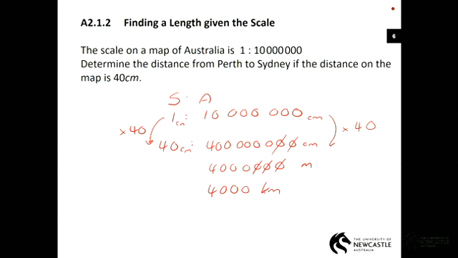So the distance from Perth to Sydney is 4,000 kilometres. 40 centimetres represented 4,000 k's. And again, if you went the wrong direction, you're going to know pretty soon you've screwed up. If you're trying to divide 1 centimetre by 10 million or 40 centimetres by 10 million, you know it's bigger.